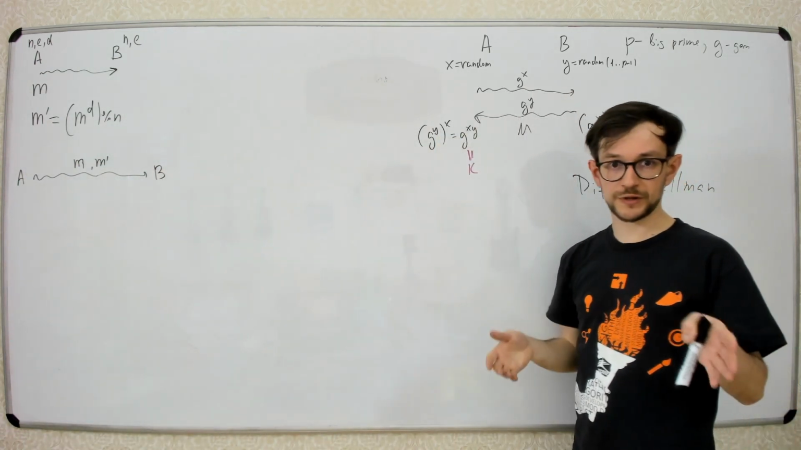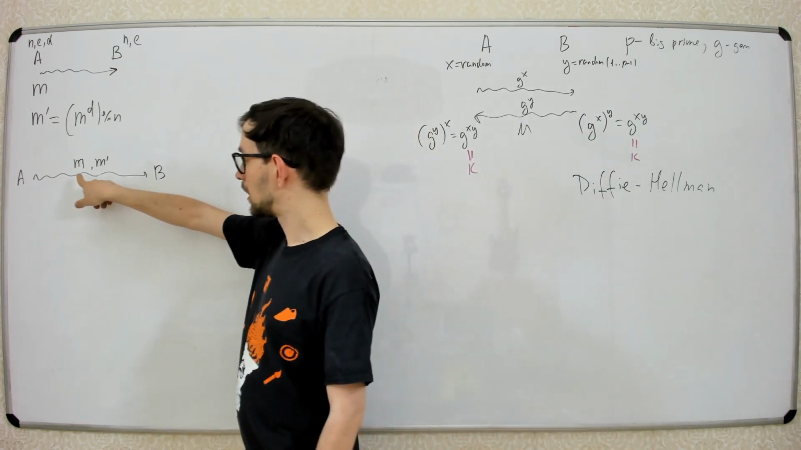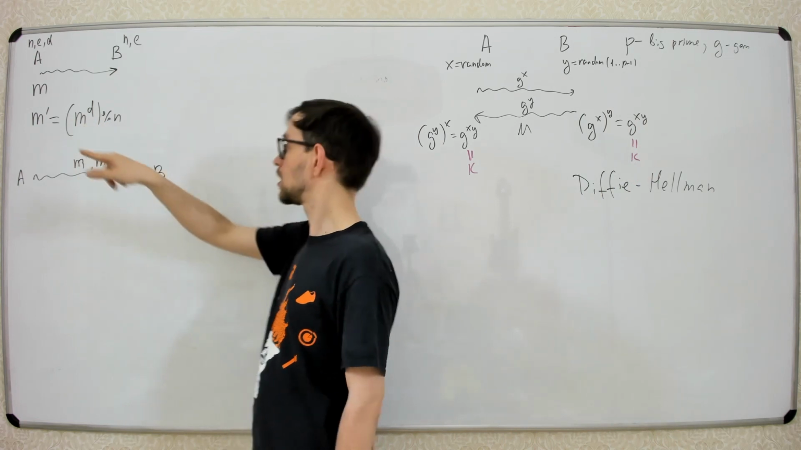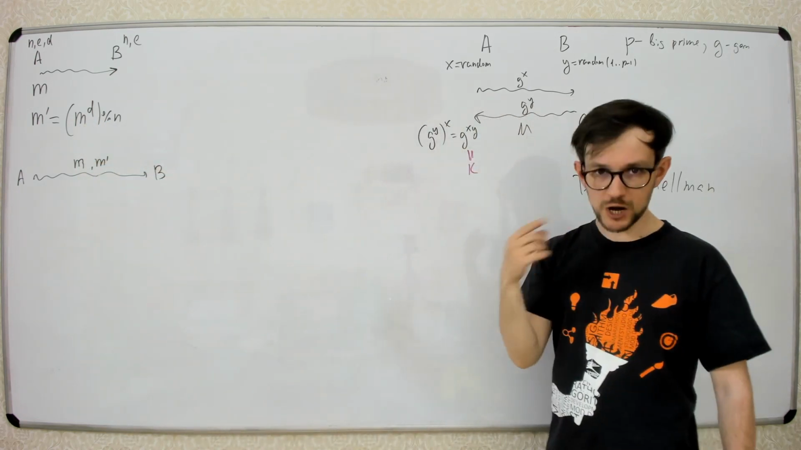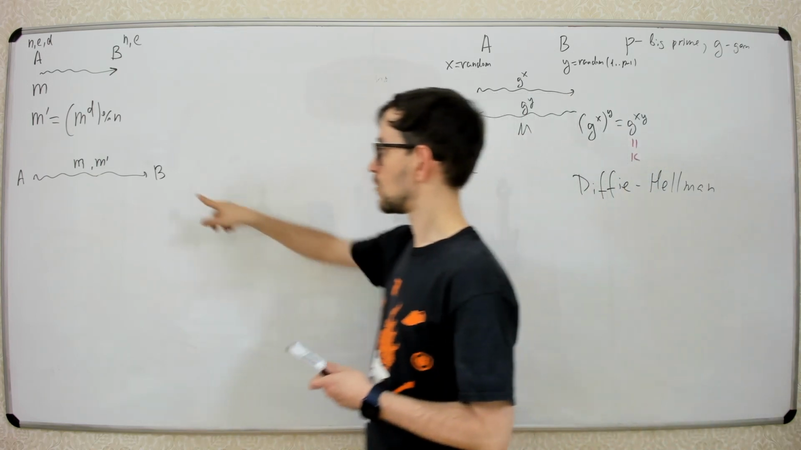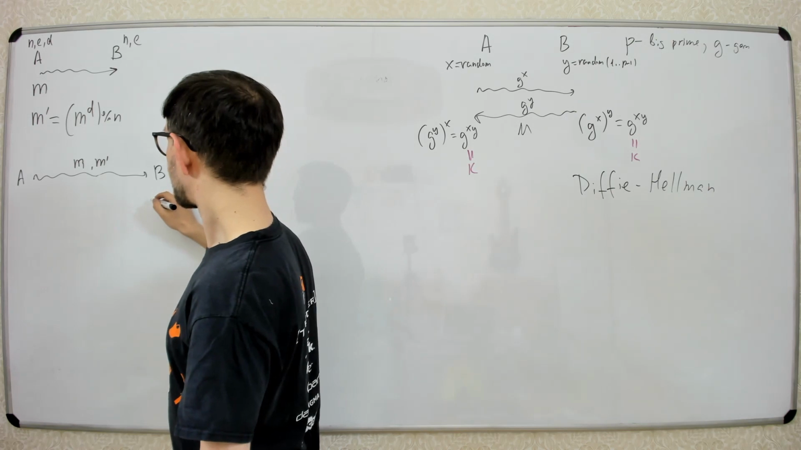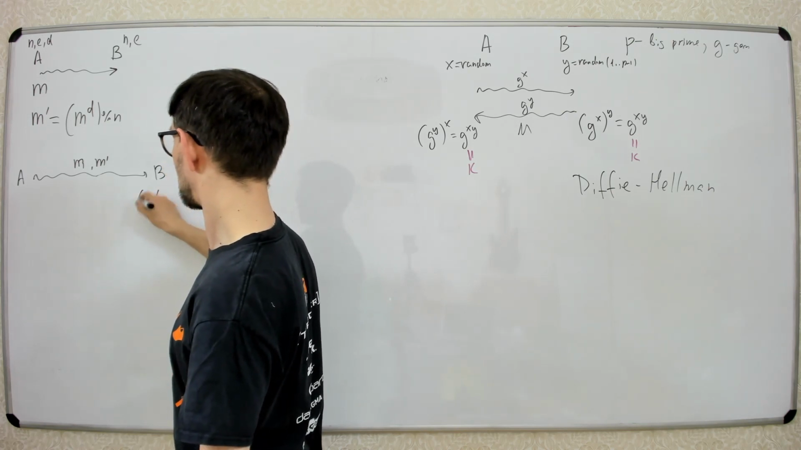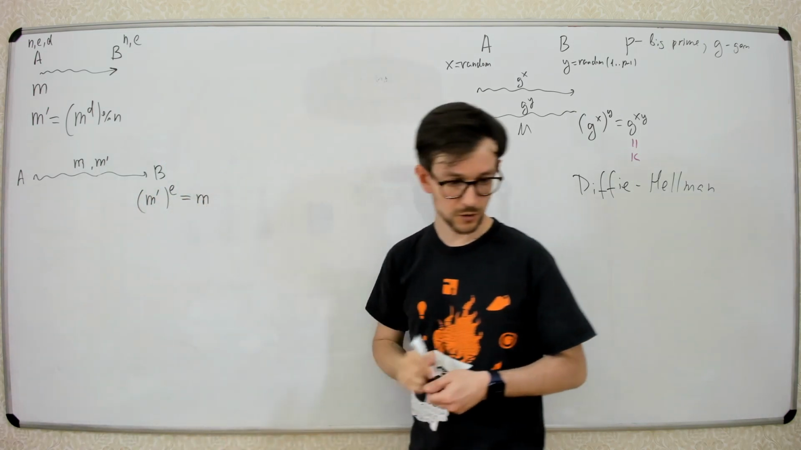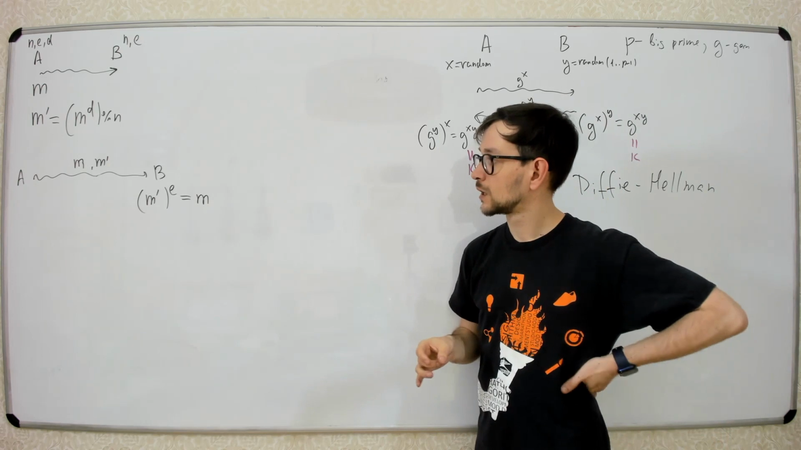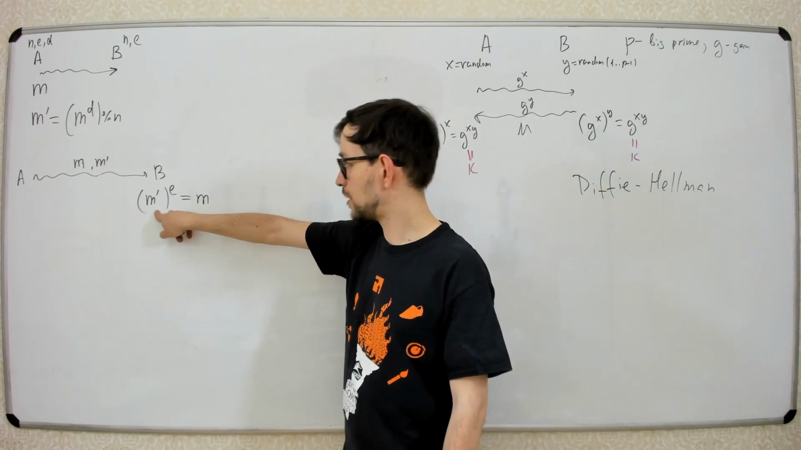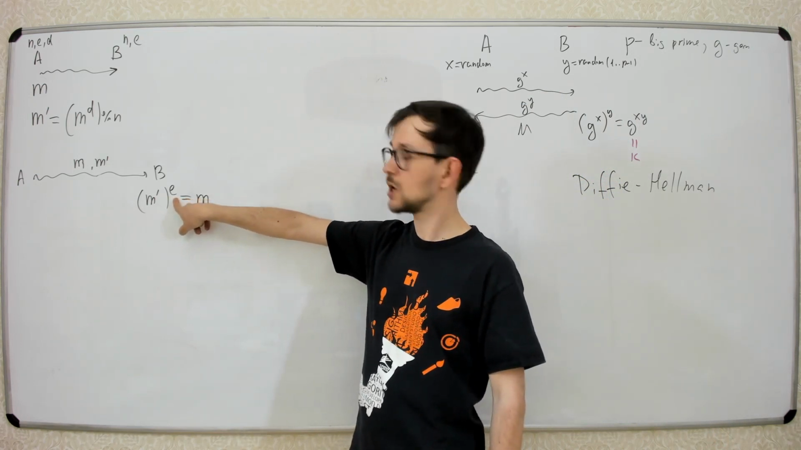Now Bob receives these two messages, the plain text message and the message encrypted with the secret key. So what can Bob do? He can check that this message was actually encrypted with the secret key of Alice. Bob can calculate M prime to the power E and check that it equals M.